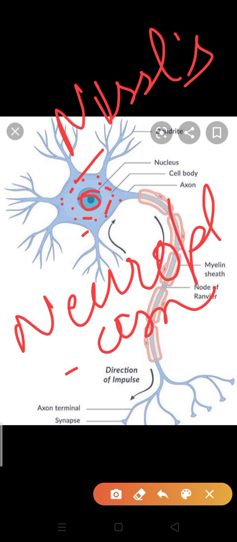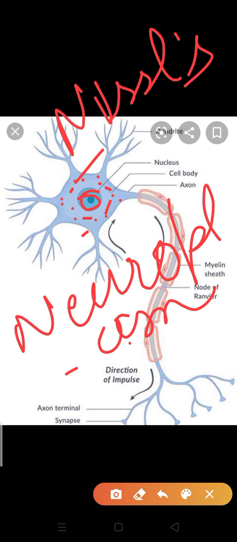The cyton of the neuron is covered with a membrane known as the plasma membrane or cell membrane. Inside the cell membrane the cytoplasm is present, which is known as the neuroplasm, and one centrally located nucleus is also present. Along with this, Nissl's granules are also present in the cyton.